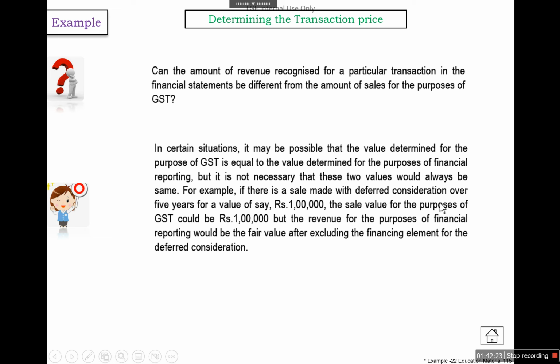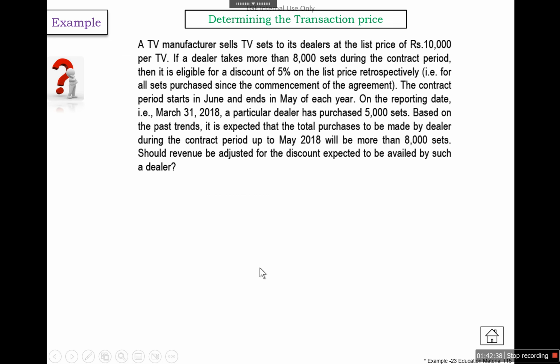If there is a sale made with a deferred consideration over 5 years for a value of say 1 lakh, the sale value for the purpose of GST could be 1 lakh, but the revenue for the purpose of financial reporting will be the value after excluding the financing component for the deferred consideration. A TV manufacturer sells TVs to its dealer at a price of 10,000 per TV. If a dealer takes more than 8,000 sets during the contract period, then it is eligible for a discount of 5% on the list price retrospectively. The contract period starts in June and ends in May of each year.